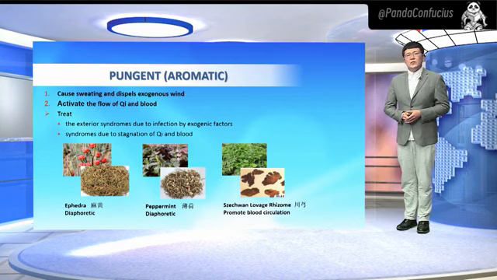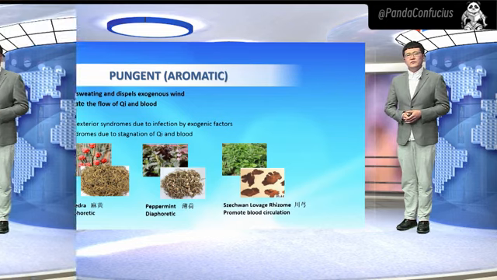Ephedra is warm in nature and with pungent taste, so it can dispel wind cold and is used for exterior wind cold syndrome, while peppermint is cool in nature, so it can dispel wind heat and is used for exterior wind heat syndrome.